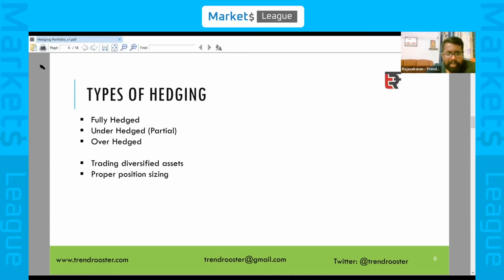And along with those hedges, if you're trading diversified assets, like you are trading investments, options, and directional trades, that is also considered part of hedging. And if you do the proper portion size of each strategy, that is also considered a kind of hedging by itself. You don't have to find a strategy to hedge your profile, but if you do the proper portion size of your entry and exit, and of your trading lot size based on your account size or your risk appetite, that is also considered hedging.